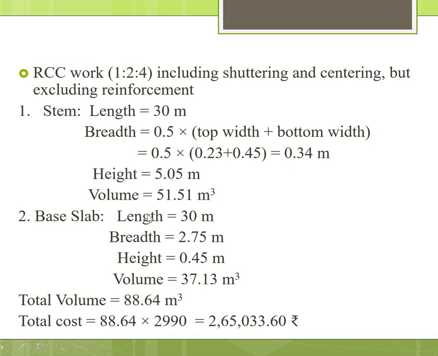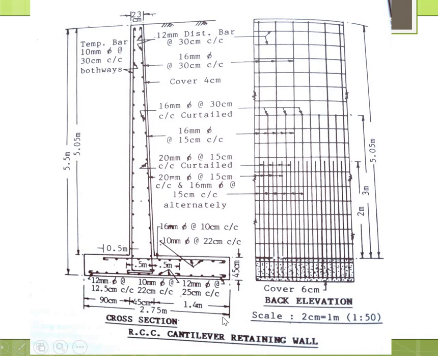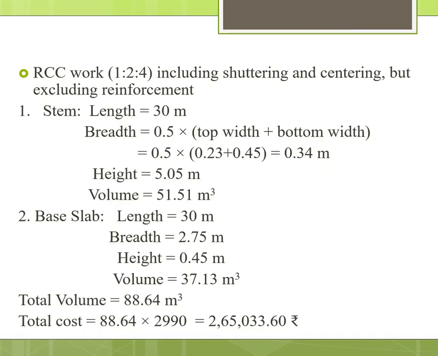Now we move on to the base slab. Base slab length is also 30 meter. Its width is 2.75 meter, that's already given, and its height is also 0.5, that's also already given. You just need to multiply the length with the width and the height to get the volume. When you add up both the volumes, you get around 88.63 meter cube of shuttering and centering.